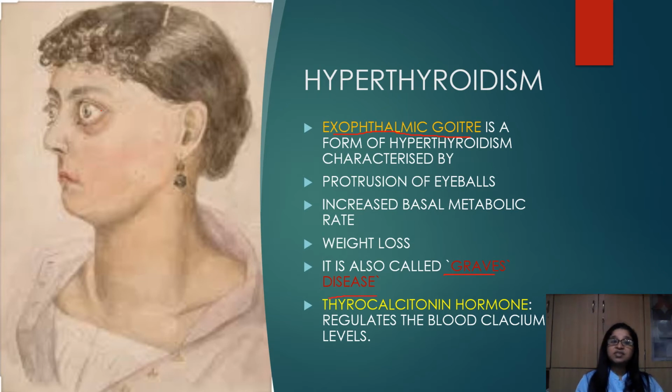All right, so this is exactly the difference between hypothyroidism and hyperthyroidism goiter. One is simple goiter, the other is exophthalmic goiter, where there is protrusion of the eyeballs. That is because of deposition of fat behind the eyeballs, and there is protrusion seen. Okay. Thyrocalcitonin hormone, you have to remember, is secreted by the C cells and regulates the blood calcium levels.